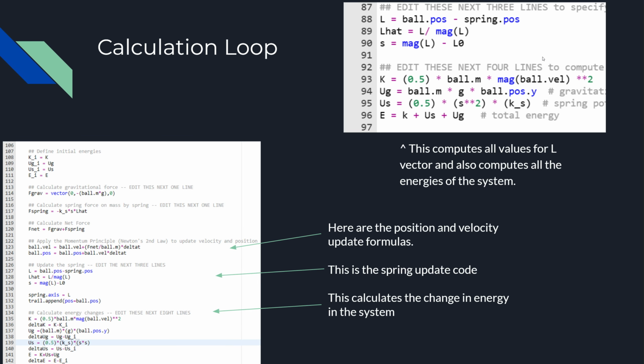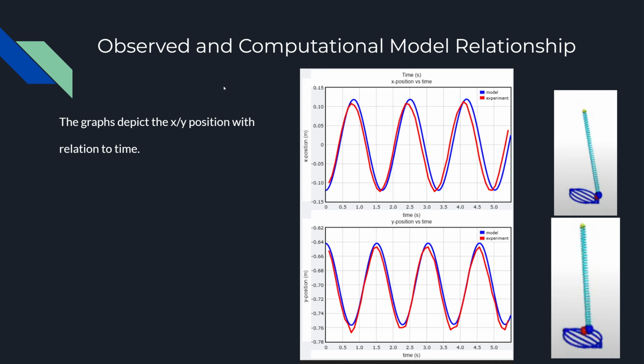Now for the calculation loop, up here on the top right, we have the actual calculation for L, L hat, and s, and then we calculate the different energies: K, gravitational energy, spring potential energy, and then the total energy. And then on the bottom left, we have the actual calculation loop. In the calculation loop, we have the position and velocity update formulas, we have the spring update code, and then we calculate the change in energy in the system down here, the actual change in energy.